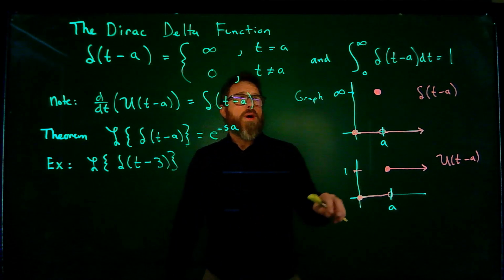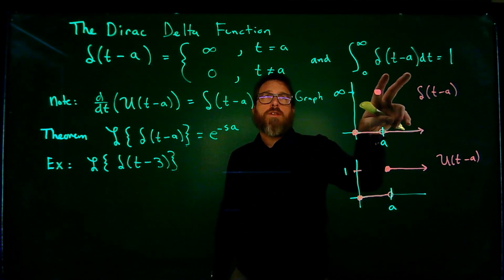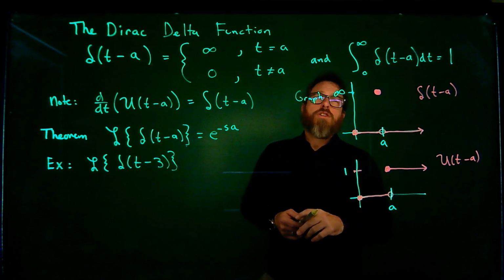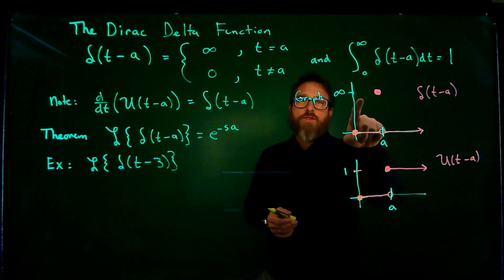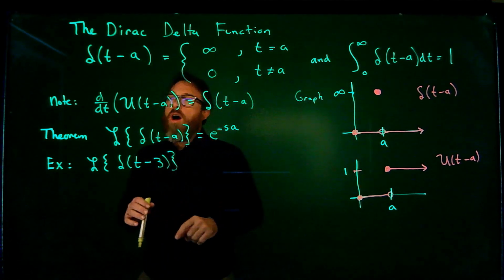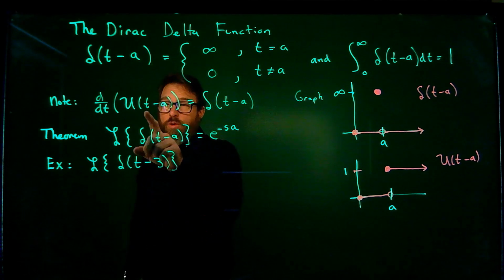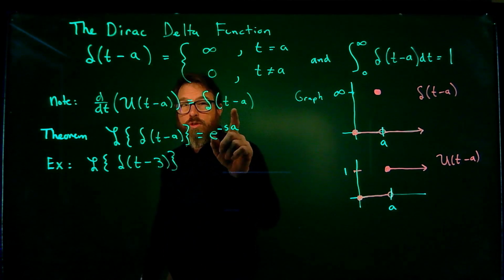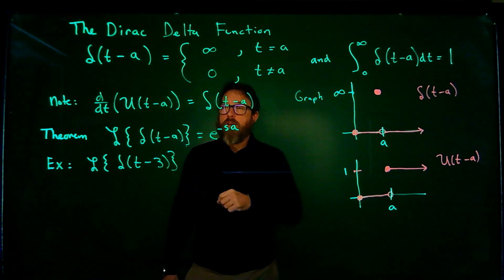So the other property is we say that the integral from 0 to infinity of this Dirac delta function is equal to 1. Now, it's strange for us to have this y value of infinity, but that's just by definition what this is. All right, so note that the derivative of your unit step function actually is equal to this Dirac delta function.